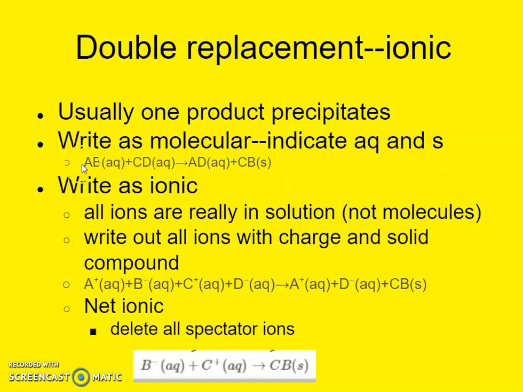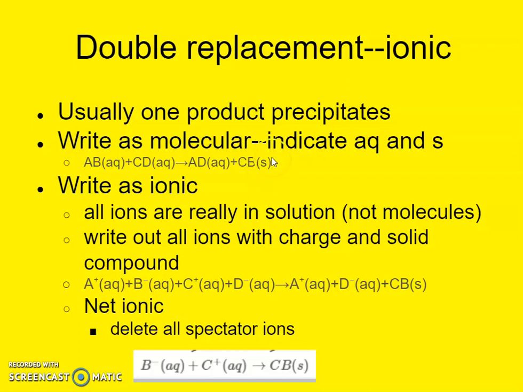So you always have AB aqueous plus CD aqueous. And then the yield as these switch partners is one that's aqueous. So in this case, AD is aqueous. But the CB, when that then joins together, it forms a precipitate, and that's marked as a solid.